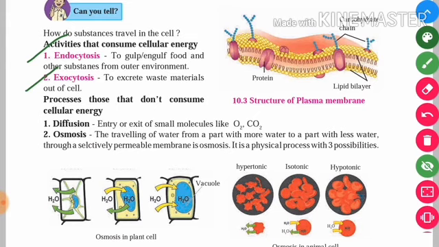Means it gives the permission, it allows some substances from the outer environment to go inside the cell. So this is called the endocytosis. Exocytosis means it excretes the waste material out of the cell, means it expels some of the waste material from the cell. So these are the two types. First one is endocytosis and second one is exocytosis, means it expels or excretes the waste material.